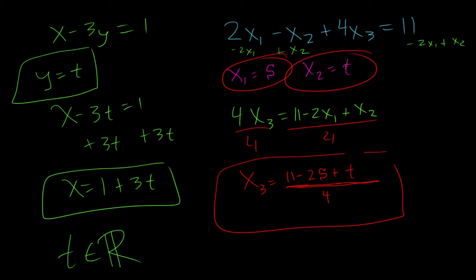So x1 is s, x2 is t, and x3 is this. Now your book did it slightly differently, but it's just another way of looking at it. They set x1 to s, x3 to t, and then they solved for x2. I believe they did that because the algebra was a little bit easier and maybe came out to a nicer answer, but this is just as valid.